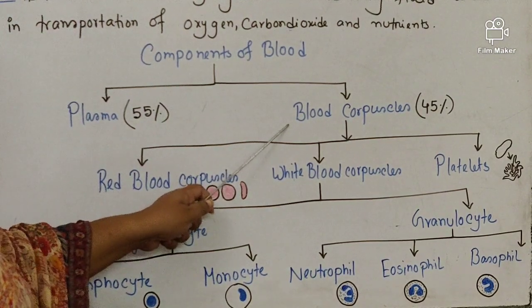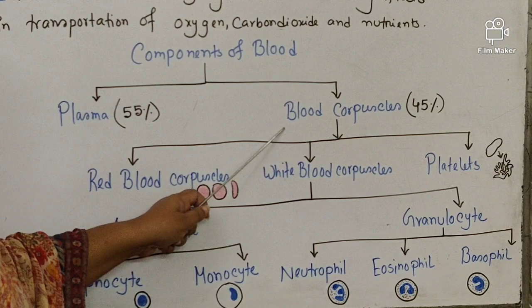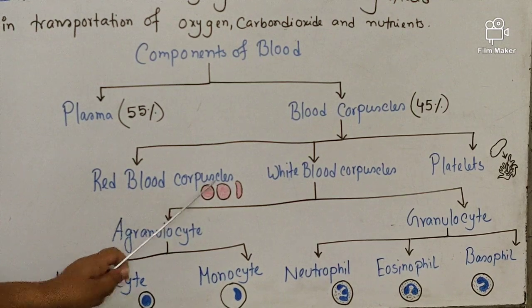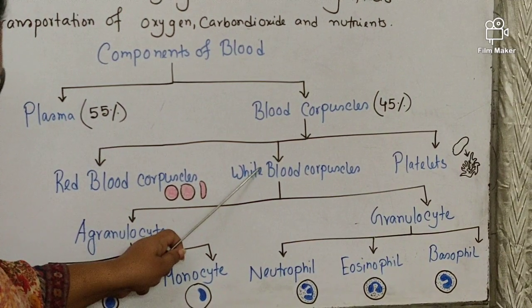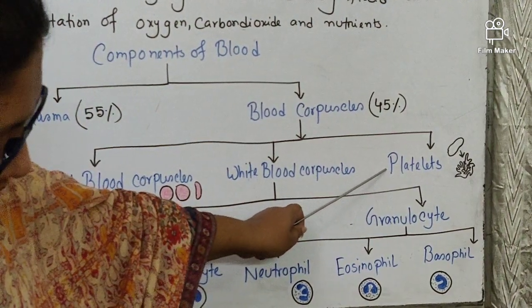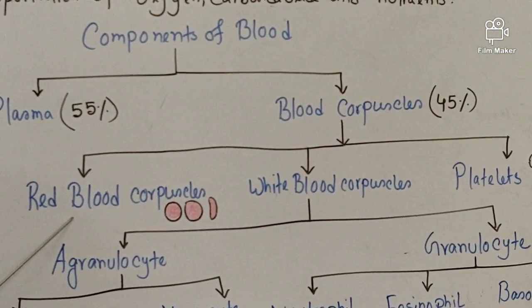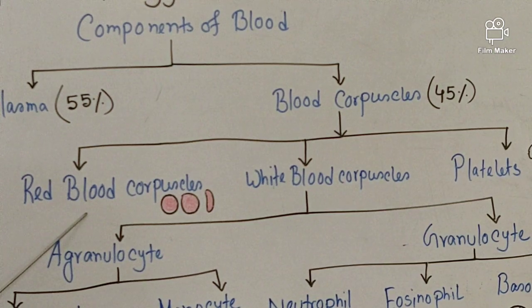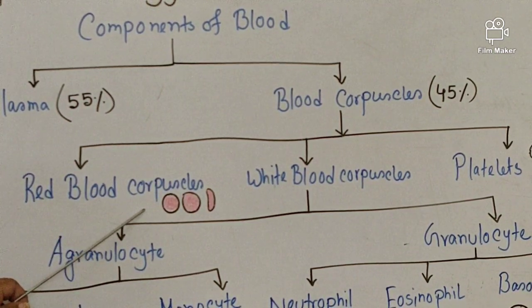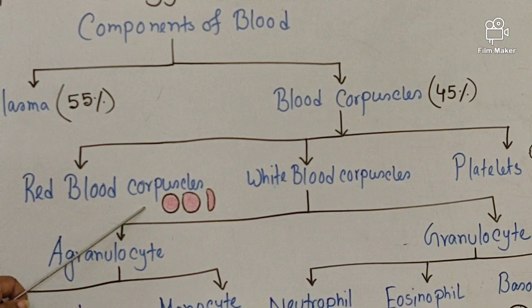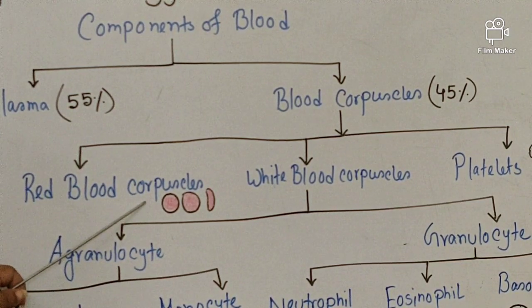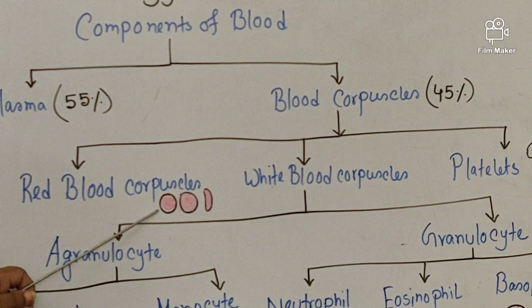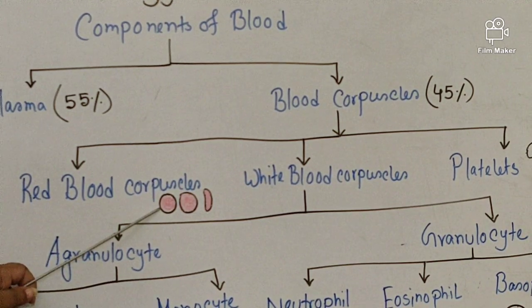Now, blood corpuscles. The blood has mainly three types of cells or blood corpuscles: red blood corpuscles or erythrocytes, white blood corpuscles or leukocytes, and platelets or thrombocytes. Now, red blood corpuscles. The red blood corpuscles are non-nucleated and appear mostly like circular discs or circles. These are biconcave disc-like in structure. These are red in color due to the presence of a chemical pigment named hemoglobin.